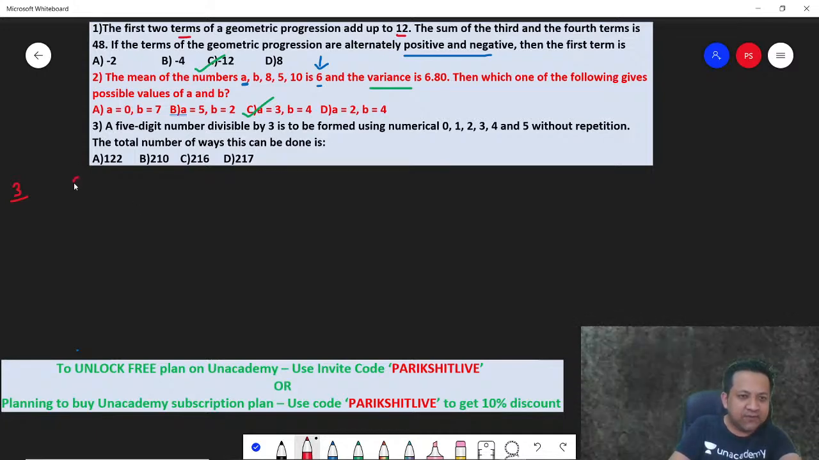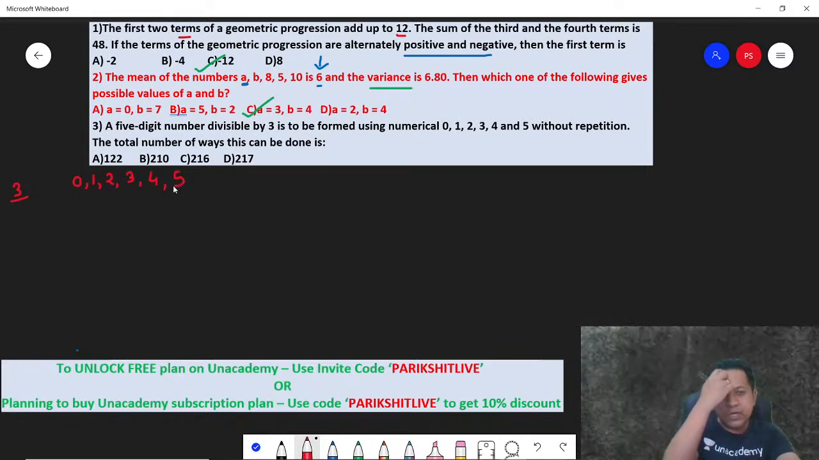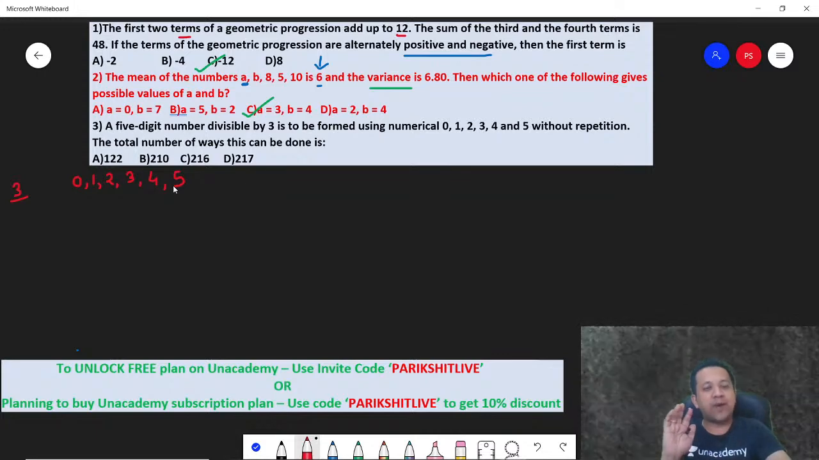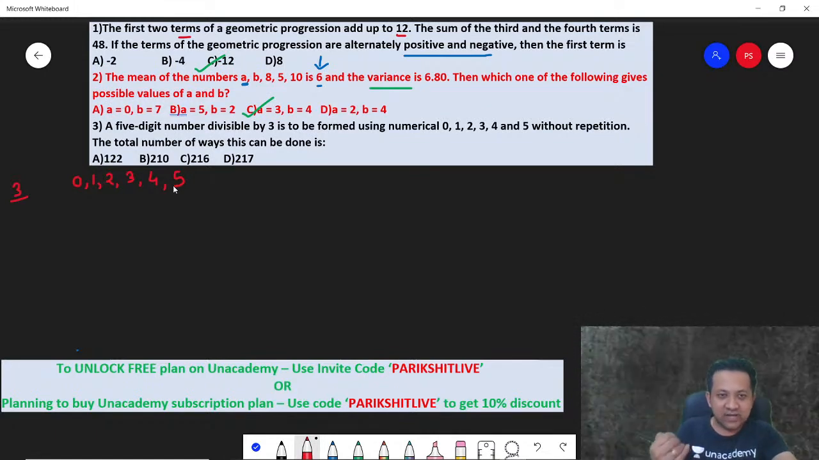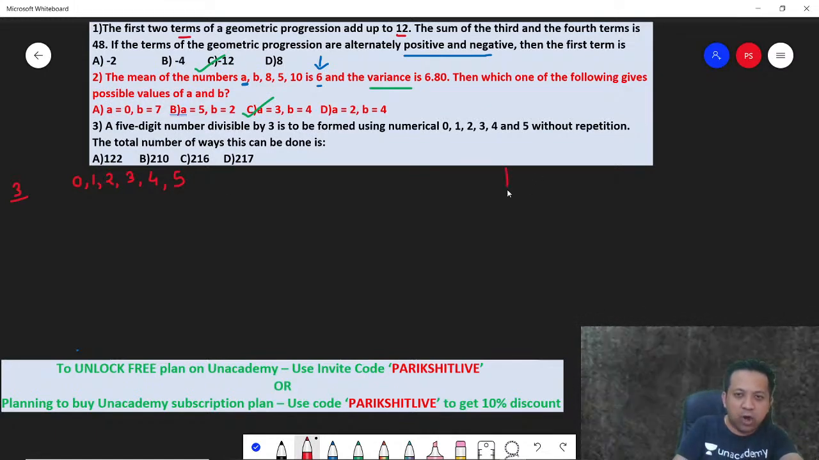What are the digits being given to you? 0, 1, 2, 3, 4, 5. You need to form a 5-digit number. Before I even talk about it, first let's talk about the divisibility rule for 3. Recall the divisibility rule for 3.